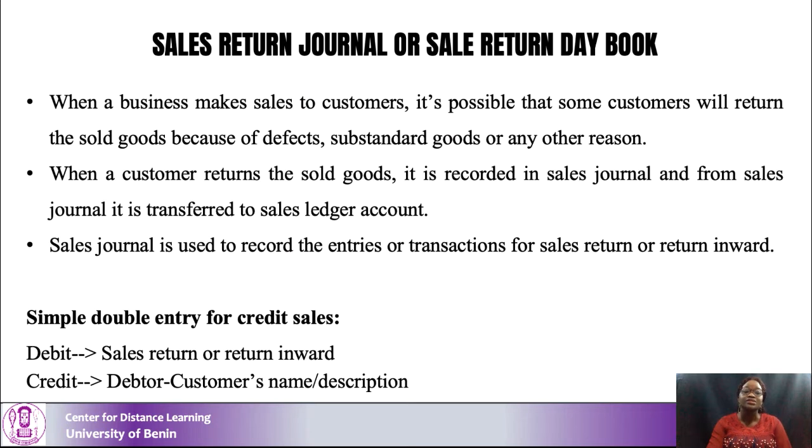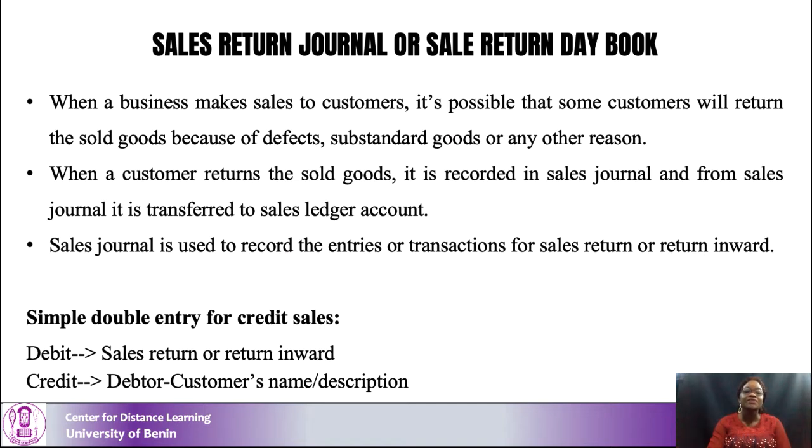Now we'll look at the sales return journal or sales return day book. When a business makes sales to customers, it's possible that the customer may want to return some of those goods for various reasons. It could be as a result of defects in the goods, or perhaps they are substandard or expired. So when this customer returns these goods back after we've sold them, this is the place where we record this kind of transaction, that is the sales returns journal. Sales returns journal is used to record the entries or transactions for sales returns and is also known as returns inwards. Like the name implies, the goods are coming back to us, so we call it sales return inwards.